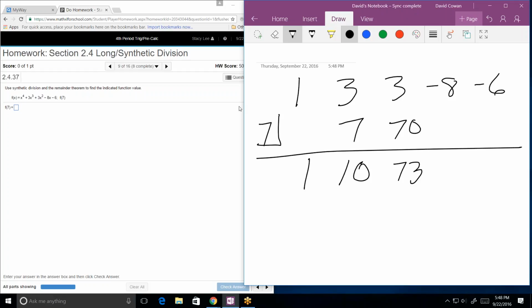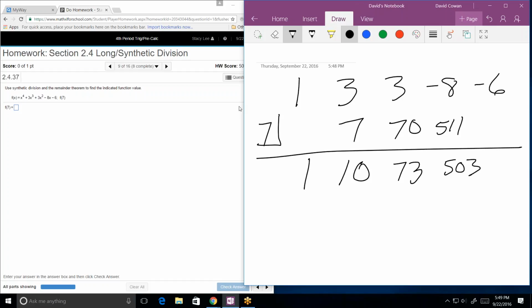Oh my goodness. I might have to get my calculator. Did I do something wrong here? 7 times 73. What's 7 times 73? I do have to get my calculator out. 511. 511, yes. And then when I subtract 8, I get 503.